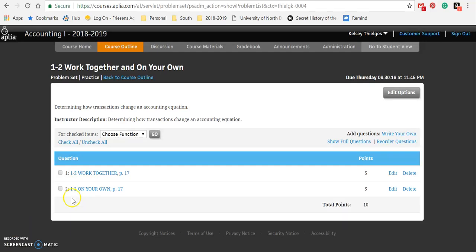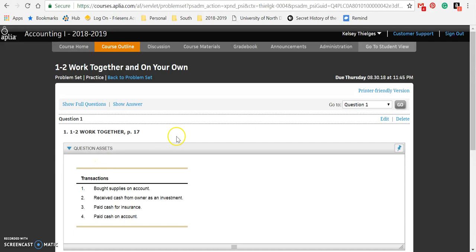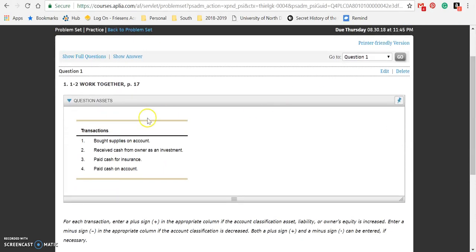Okay, today we're going to work on our 1-2 work together. So in Applia, you can go ahead and click on that, which will bring us to our problem. We have up at the top a list of transactions.